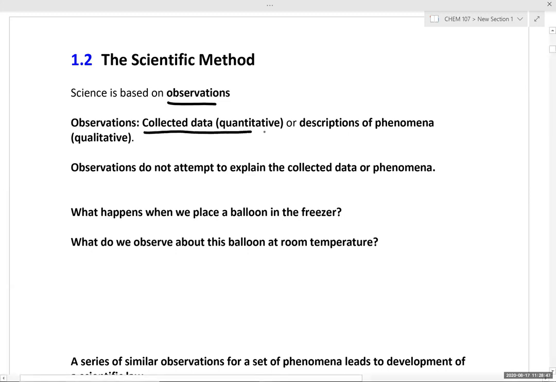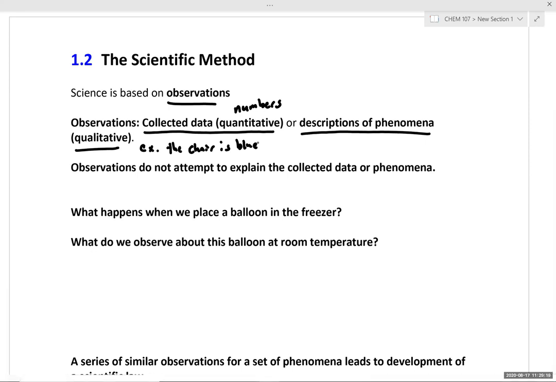Observations can be in the form of collected data, quantitative. I want you to think when you hear the word quantitative, numbers. Another example of an observation would be a description of a phenomena. We call these qualitative observations. An example of a qualitative observation would be, for example, the chair is blue. It's something that we can't put exact numbers to, but nonetheless is an observation about the world around us and the matter that we interact with.